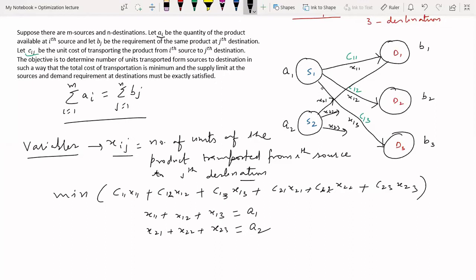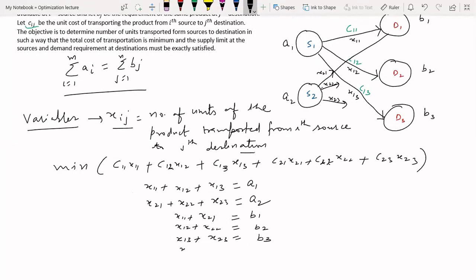So at destination 1, I am receiving X11 units from source 1 and X21 units from source 2. So X11 plus X21 I am receiving from these two sources, but this must be equal to what? The requirement of destination 1, which is B1. Similarly, at destination 2, how much am I getting? X12 plus X22, this is equal to B2. And for destination 3, X13 plus X23 is equal to B3. And the number of units is always non-negative.